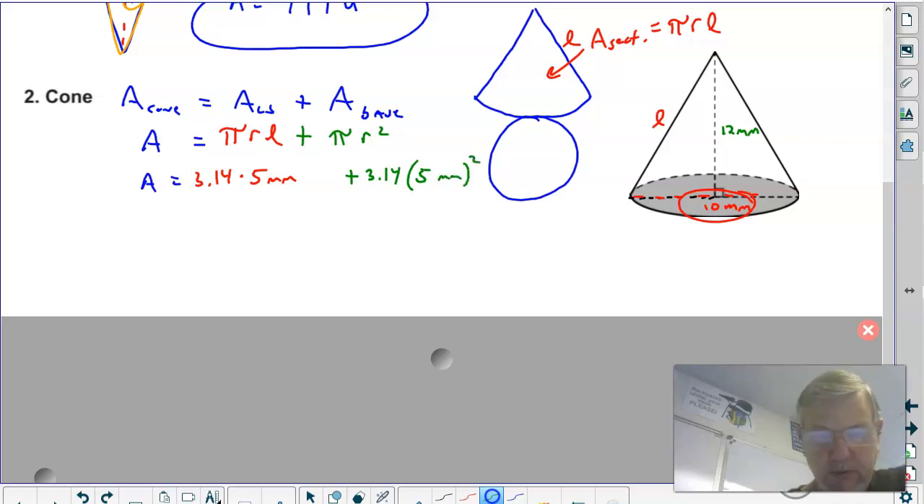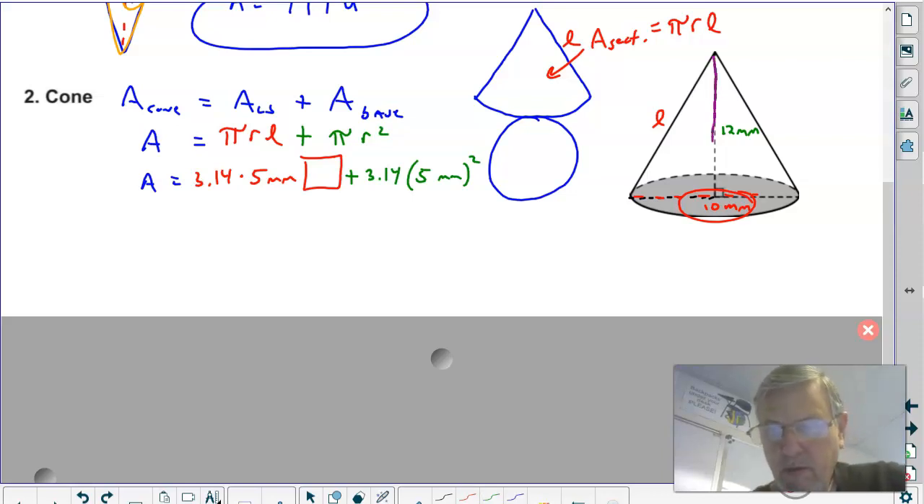So right now, I'm going to use some color here. I'm going to keep it in red. I'm missing the L, the value of L. How am I going to find the value of L? How am I going to do that? What happens right there? What kind of shape do you get right there? Notice the right angle symbol there. Do you see the right triangle?